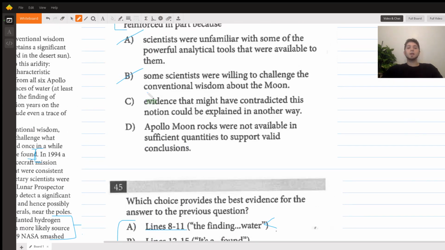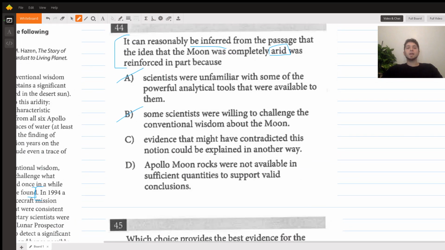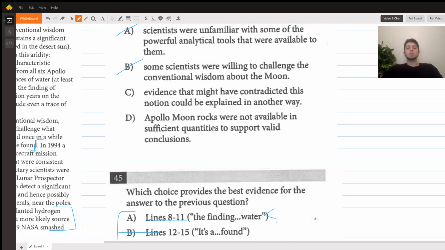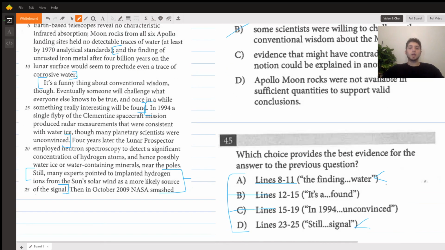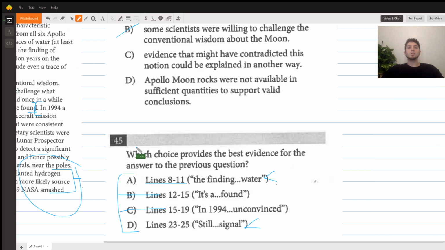C says that evidence that might have contradicted this notion could be explained in another way. So this is basically saying that this idea that the moon is completely dry, evidence that suggested this, or might have contradicted this, excuse me, so basically evidence that showed water on the moon could be explained in another way. At this point we should recognize that this matches answer choice D here, which basically said here's evidence for water on the moon, or here's evidence that contradicts the notion that the moon is dry, right? These hydrogen ions, but there's another explanation for them that allows scientists to continue to believe that the moon is dry, right? Could be explained another way. This is a good answer choice.